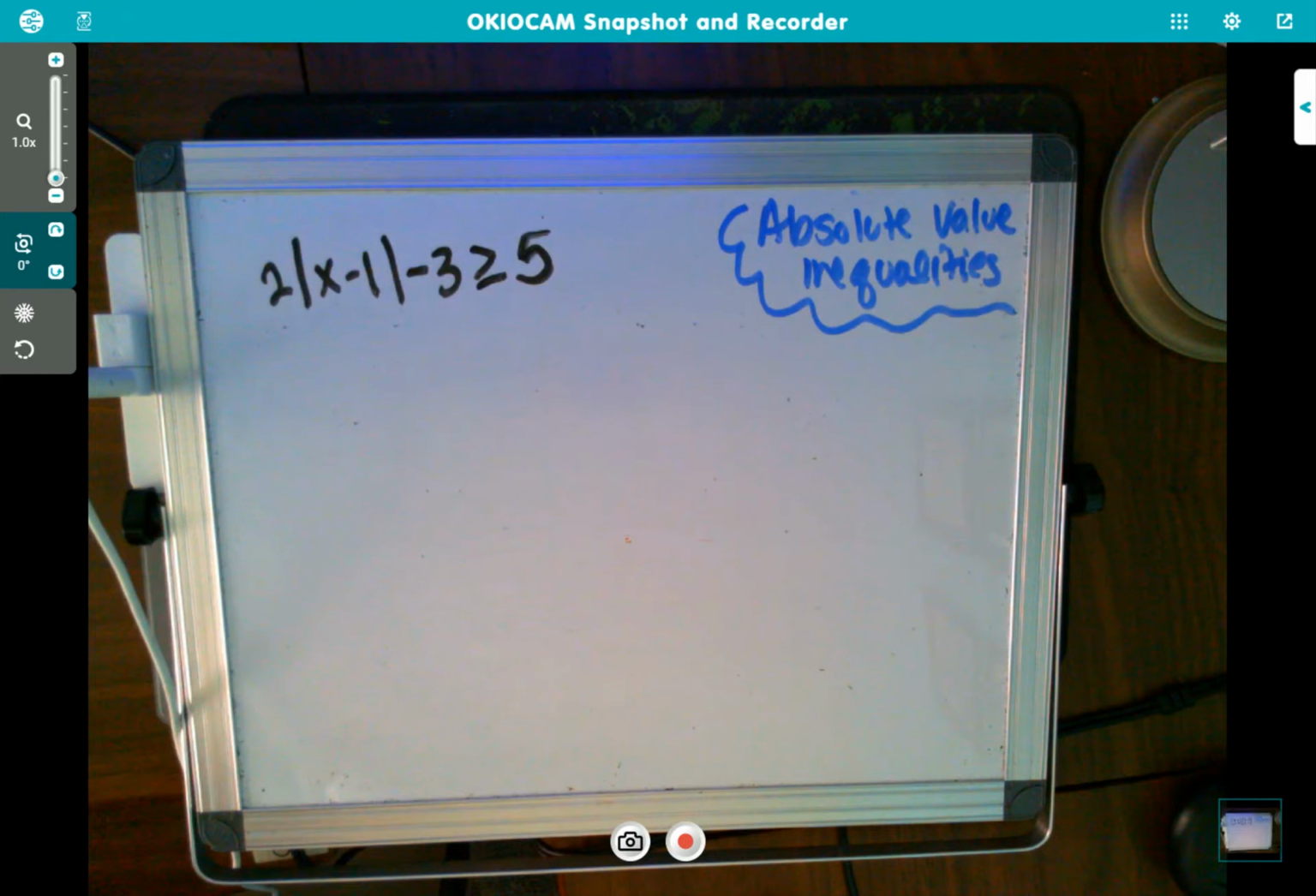All right, we are going to talk about solving absolute value inequalities. I have one example here with you. So I have 2 times the absolute value of x minus 1, then minus 3 is greater than or equal to 5. So there's a couple variations we can do with this.